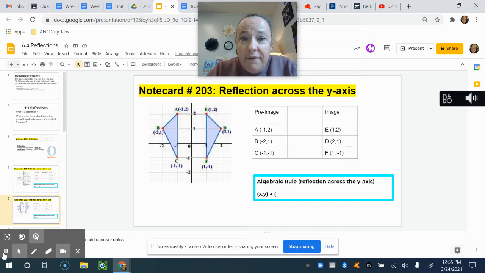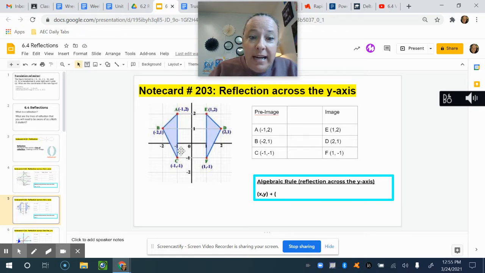All right, so I have filled in the ordered pairs, and this picture is a little different because we don't have A prime, B prime, and C prime, but it's still important for you to be able to do problems like this where you realize that E is the image of the preimage A, D is the image of the preimage B, F is the image of the preimage C. I filled in the ordered pairs, and I want you to take a look. What's happened? What stayed the same?